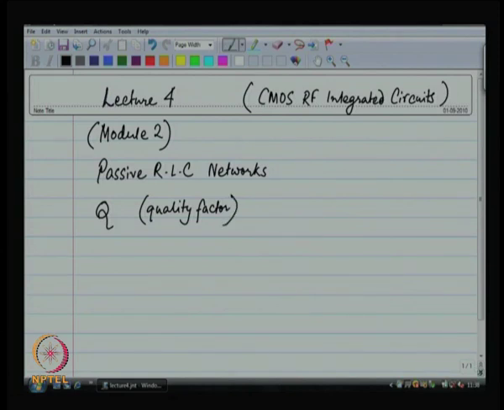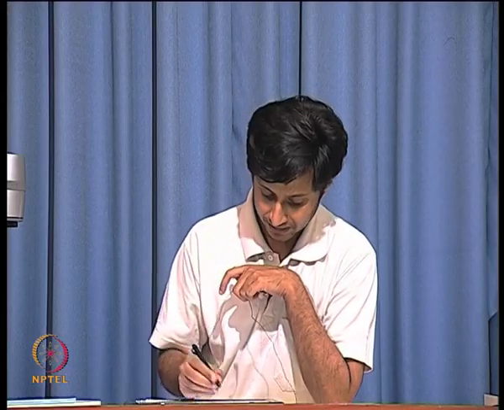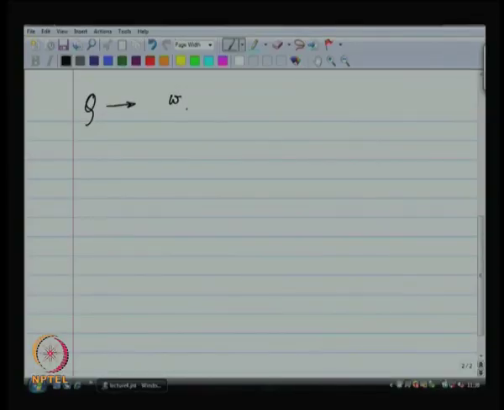Now, we go back to the definition of Q. Q is defined at a given frequency. At the frequency omega, Q is defined to be omega times the peak energy that is stored in the circuit divided by the average power dissipated by the circuit.